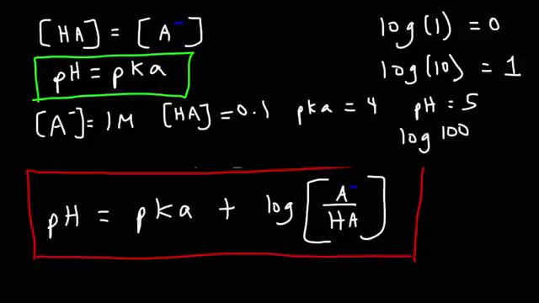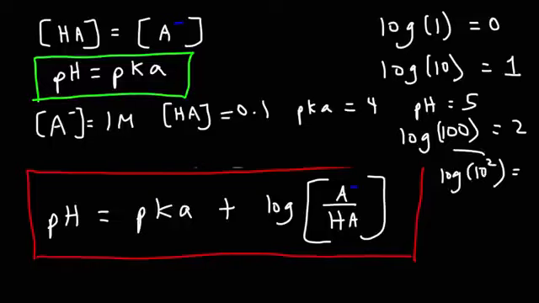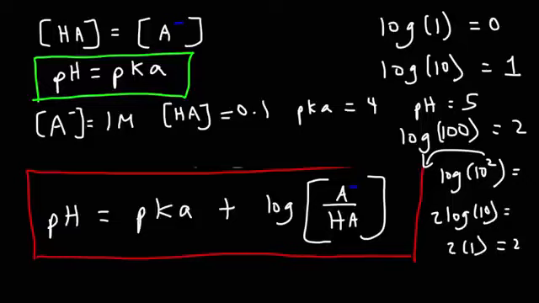Log of 100 is 2. 100 is 10 squared. A property of logs allows you to move the exponent to the front. So log of 10 squared is the same as 2 log 10. And log 10 is 1, so you get 2 times 1, which is 2. So log of 100 is 2. Therefore, if the ratio between base to acid or acid to base is 1 to 100, the pH will be 2 units away from the pKa.